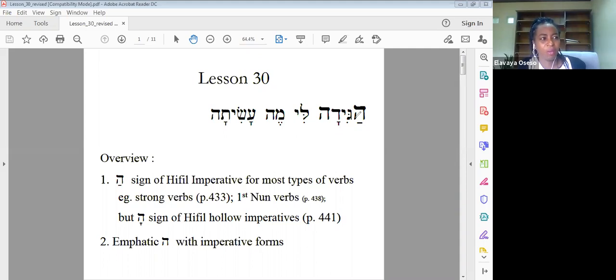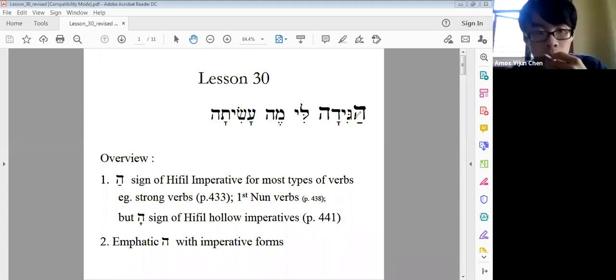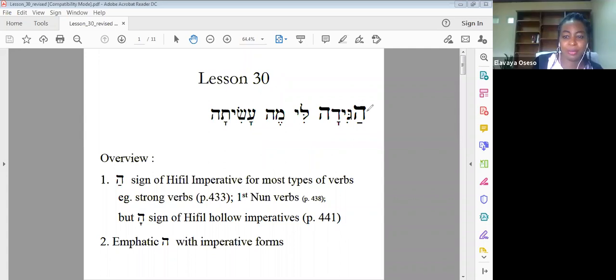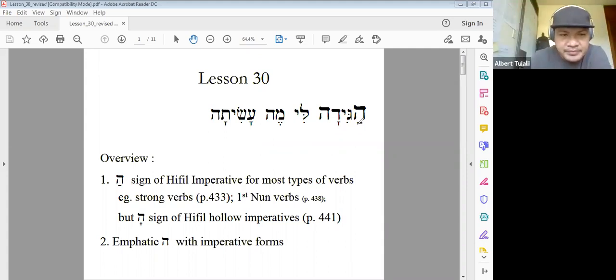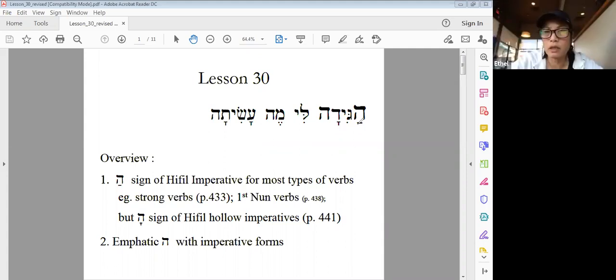The beginning of a word. If imperative. No. Sometimes when you have hey, patach, dagesh, it can look like the definite article. Yeah, you would think that it is a definite article. Yes. You see.